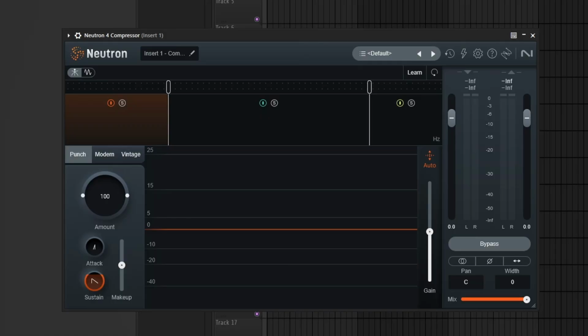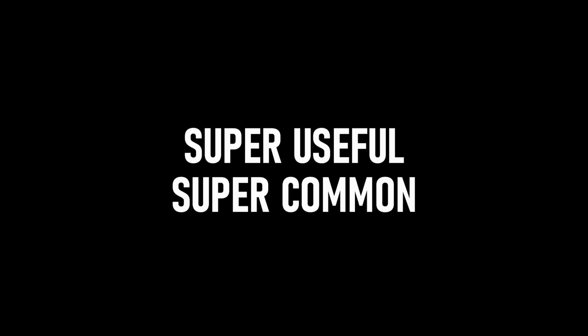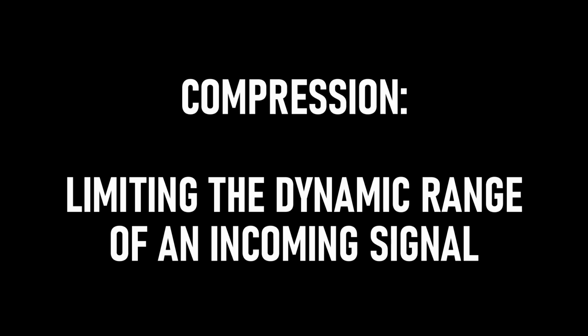I'm using Neutron 4 Compressor because it's really visual and you can see what's going on. Compression is one of the most useful and common production tools that we have. Basically, the goal of a compressor is to limit the dynamic range of whatever's going into it. So if we have something that's too quiet and we want to make it loud, we can do that. If we have something that's too loud and we want to make just the loud parts quieter, we can do that. It's basically just taking an audio signal and kind of squashing it.